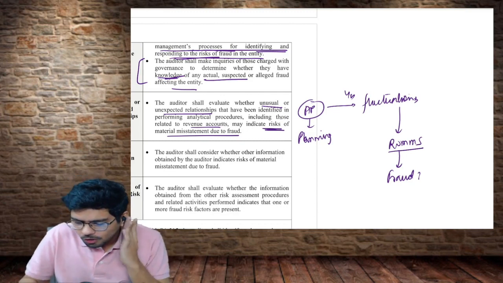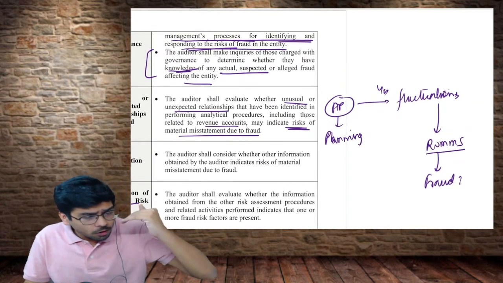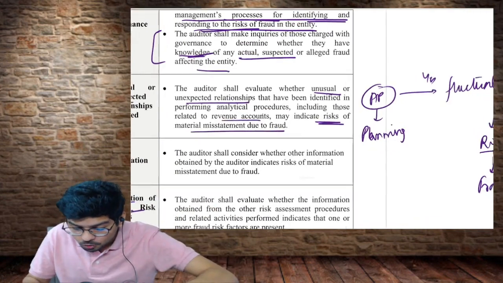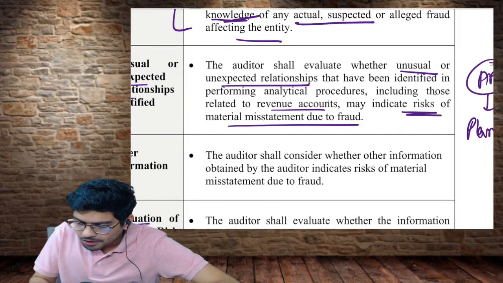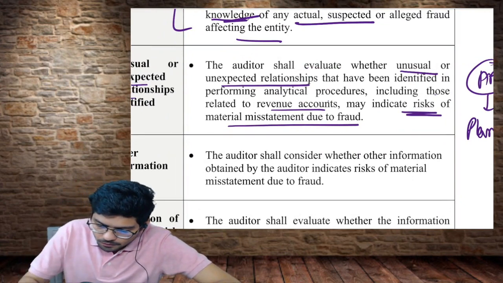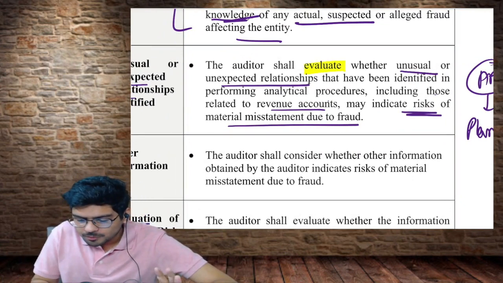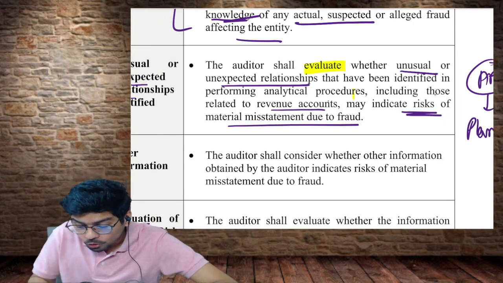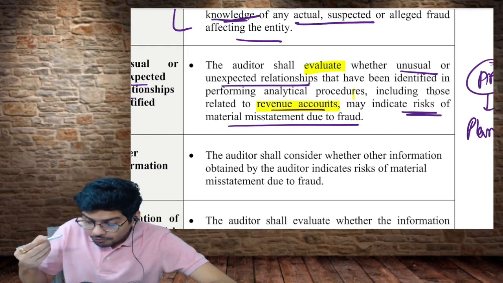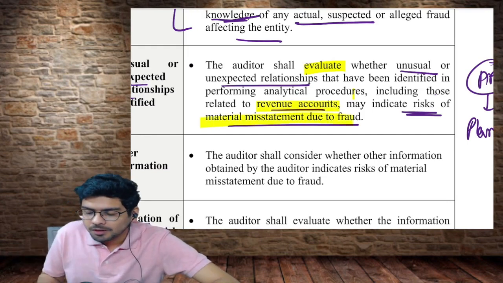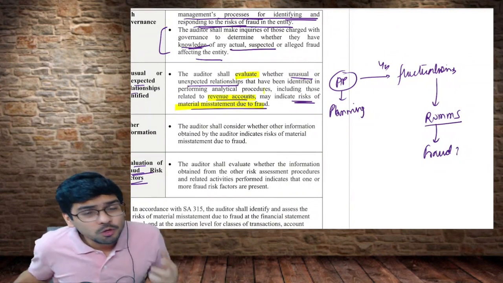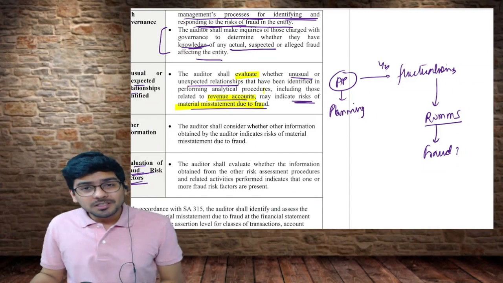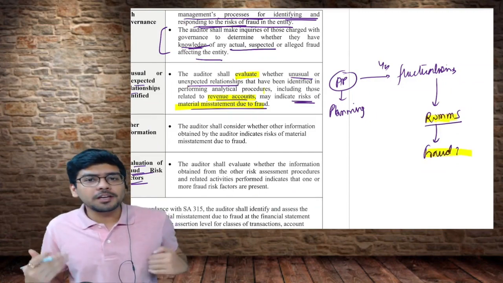Okay, so you all know this sequence, right? That the auditor performs analytical procedures. If there are fluctuations, obviously ROMMS increases, but the auditor needs to assess. Read the line again. He needs to evaluate whether unusual or unexpected relationships that have been identified by performing analytical procedures, including those related to revenue accounts, indicate that yes, the risk of material misstatement is due to fraud. If there are fluctuations in revenue accounts, this might indicate that there are intentional misstatements. That means ROMMS is on account of fraud. He needs to evaluate this.